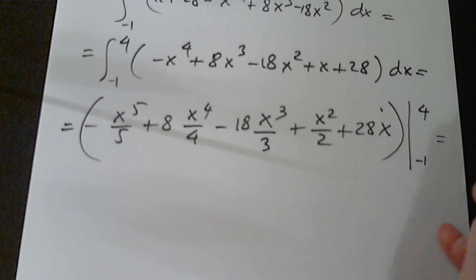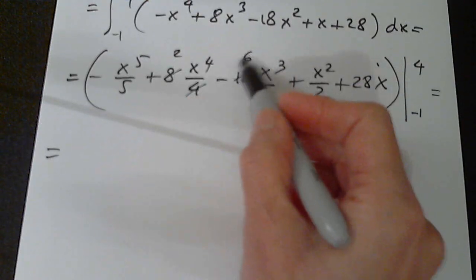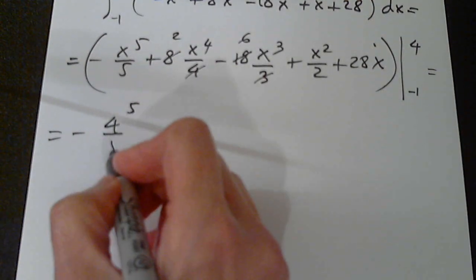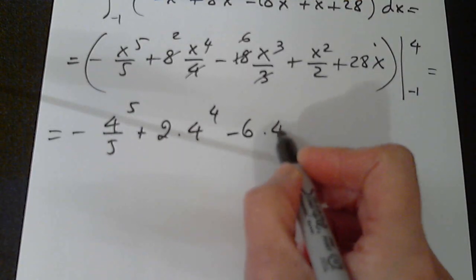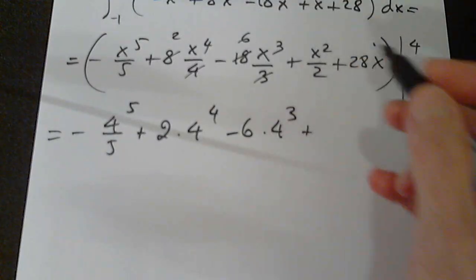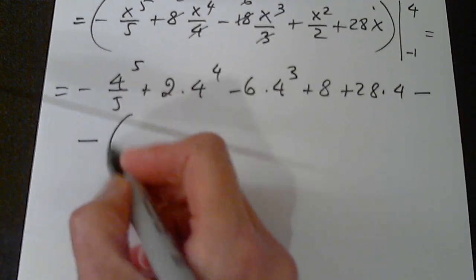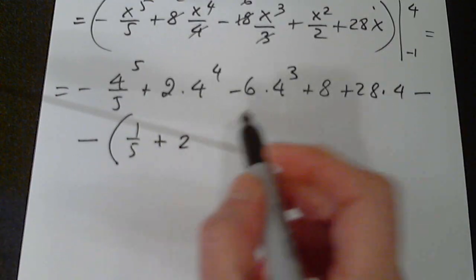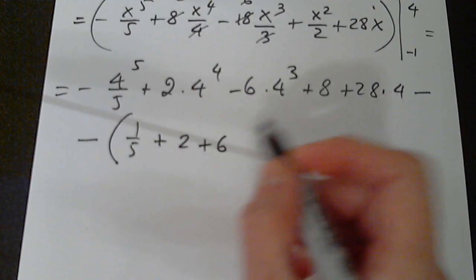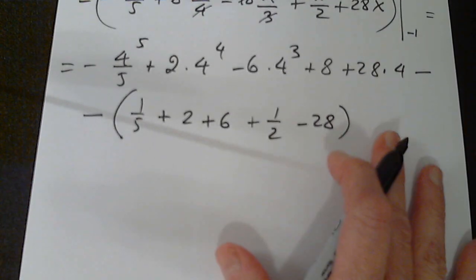Okay, good. So now, what I want you to do on a test is this. Plug it in: -4 to the fifth over 5 plus 2 times 4 to the fourth minus 6 times 4 to the third plus 16 divided by 2 is 8 plus 28 multiplied by 4, minus parentheses 1/5 plus 2 plus 6 plus 1/2 and minus 28. That's all I want you to write.